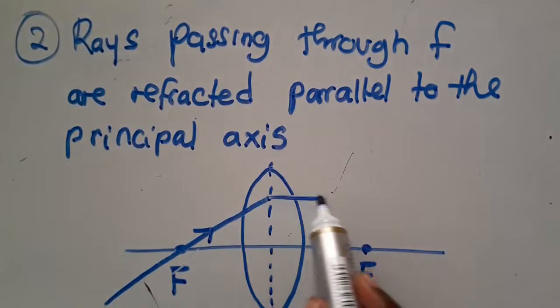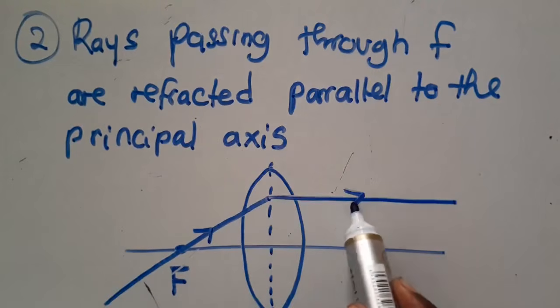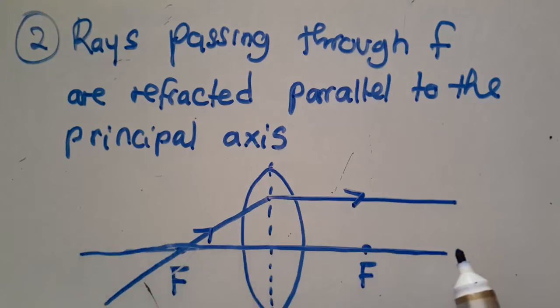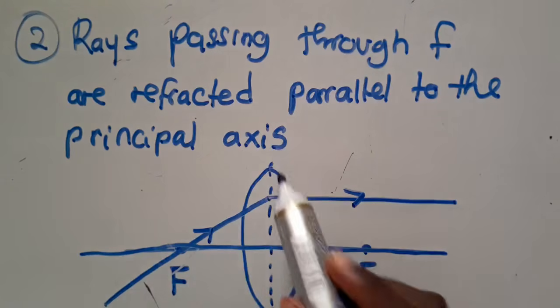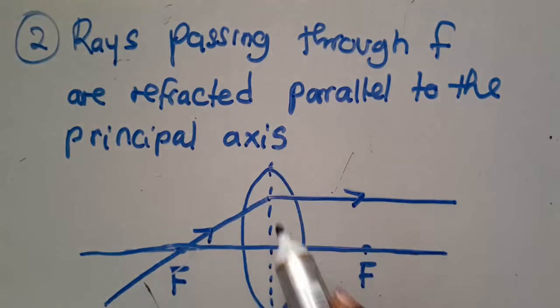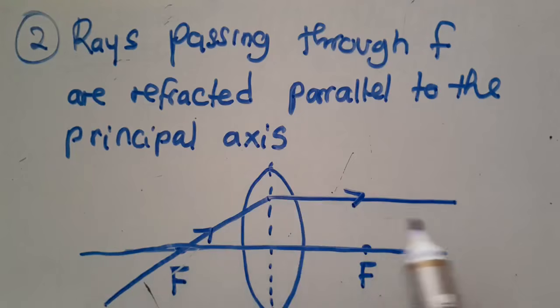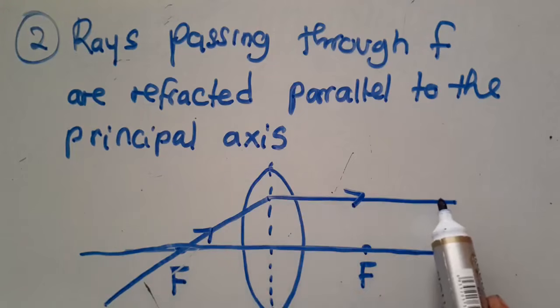So parallel like this, it will go straight like this. It is parallel, so this one is parallel to this one here. The principal axis, this one is the principal axis. This is the second one that you need to know. As long as it is coming down here, passing through F, the moment it reaches this plane of the lens, it is going to be refracted parallel to the principal axis like this.